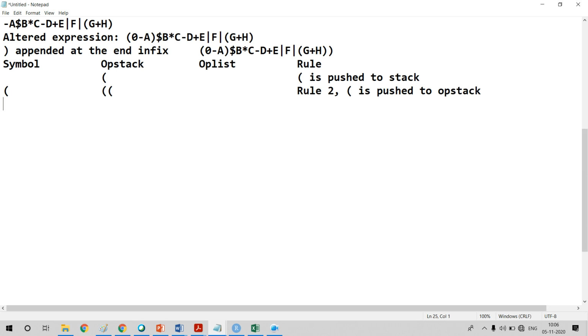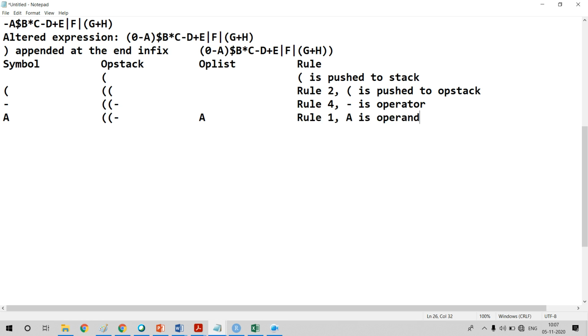The next symbol is minus. The minus must be added to the OP stack because it is an operator. This is because of rule number 4. Minus is an operator, and operator must be added to the operator stack. Operation performed is push operation. The next symbol is A. A is an operand that must be added to the OP list at the end. As the OP list is empty, to that empty list A is appended. This is because of rule number 1.